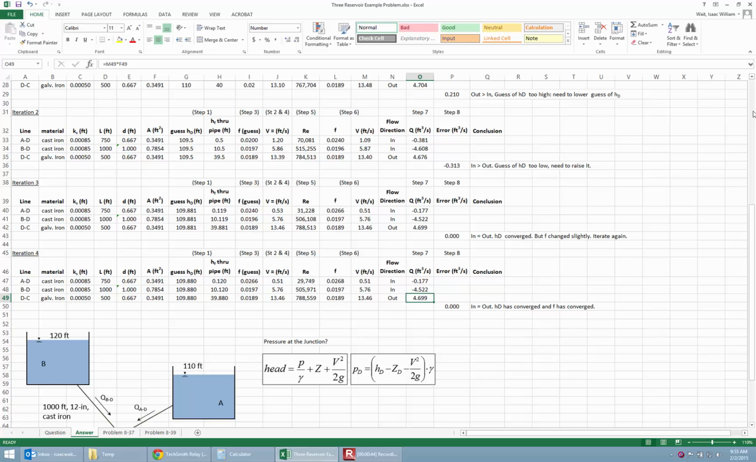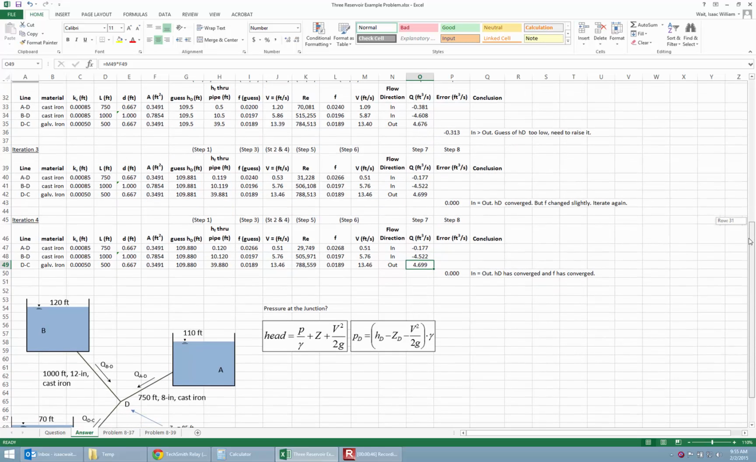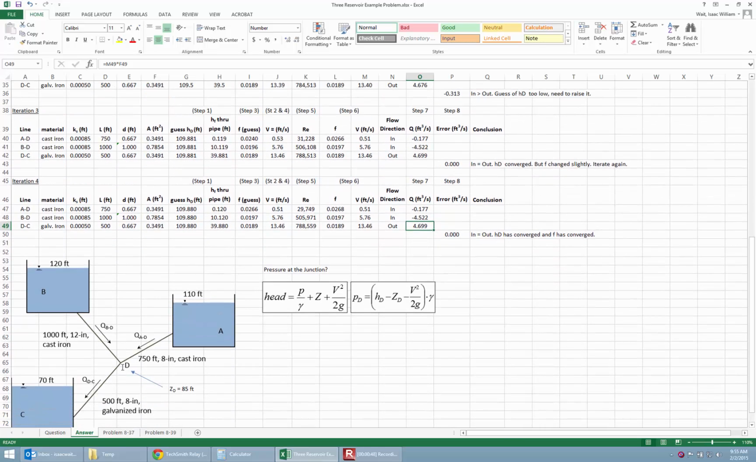Well, what if you're asked to find the pressure at the junction? This location in our example indicated location D. In one of your homework problems, it gives you the physical elevation of that junction and then asks you to find what's the pressure there.